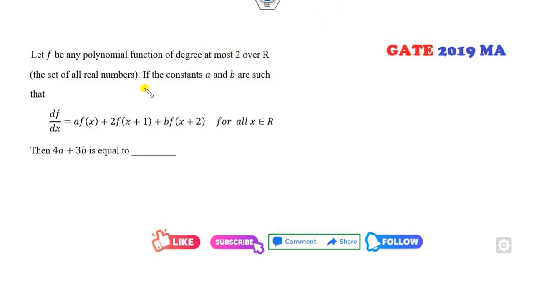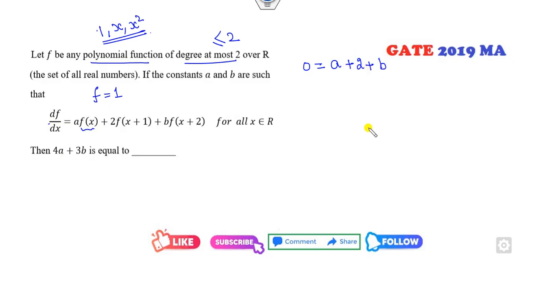Again, you can see here a polynomial function of degree at most 2. That means here the basis is 1, x and x square. Then constant values. So firstly I can take f as my 1. The left hand side is 0. If f is 1, f of x is my 1. This is my 2. This is my b.